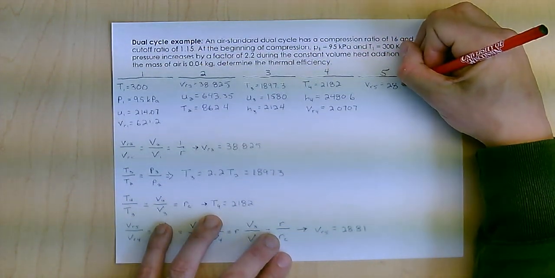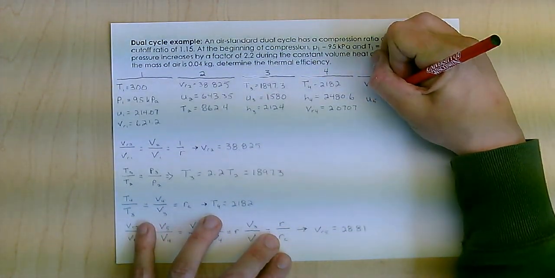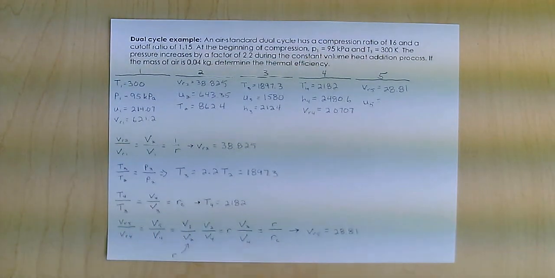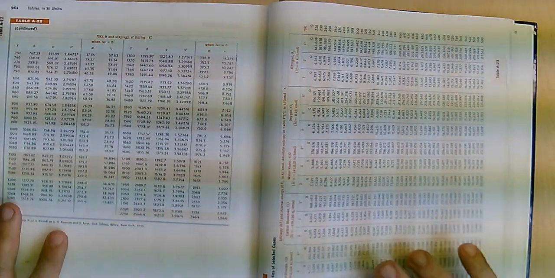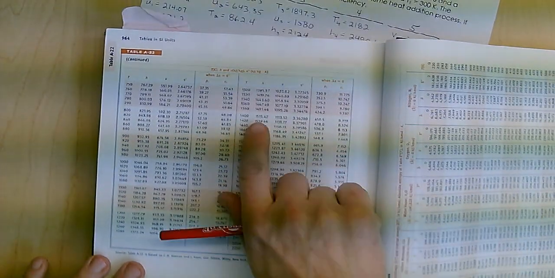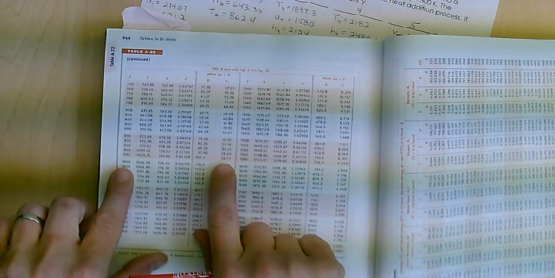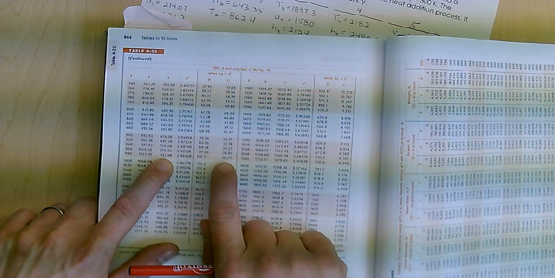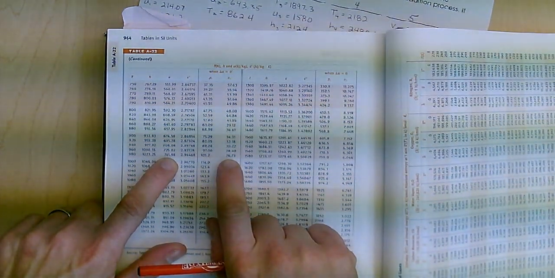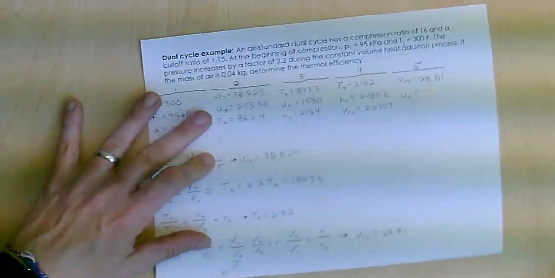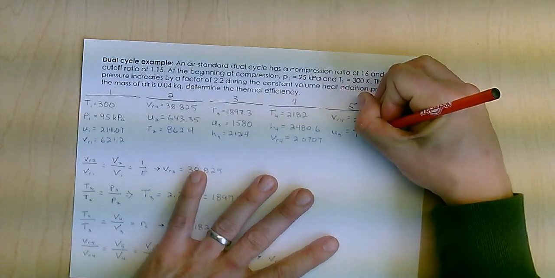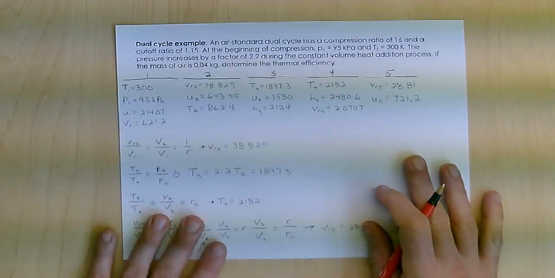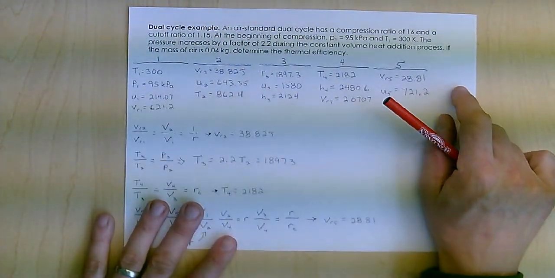From that, I'm going to look up U5, which is what I need to figure out the heat rejection. So it's 28.81. It's right in here. I get a U value of 721.2. Now I've set all of my states, 1, 2, 3, 4, 5.